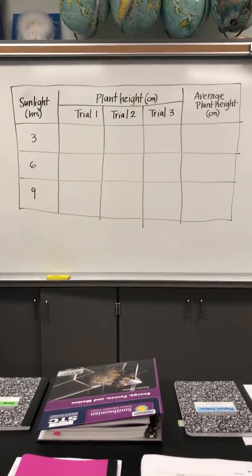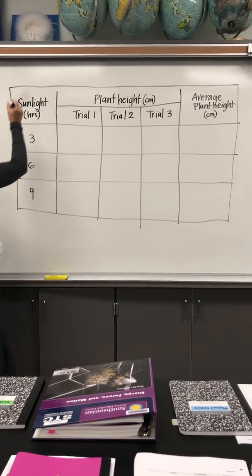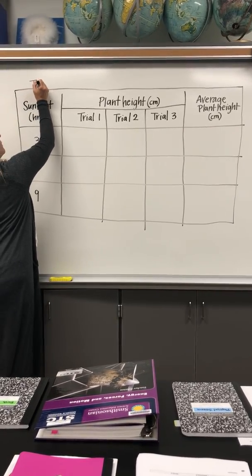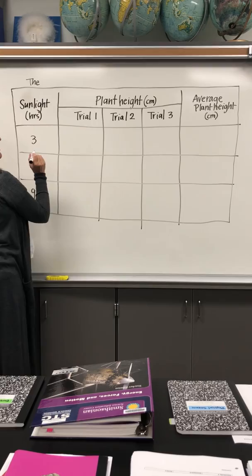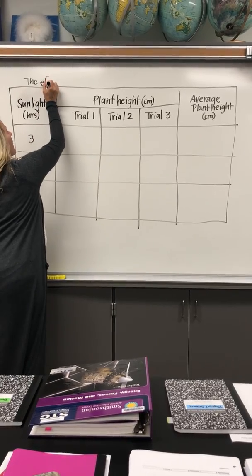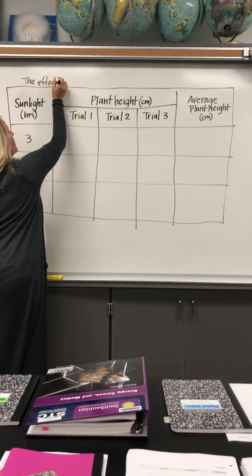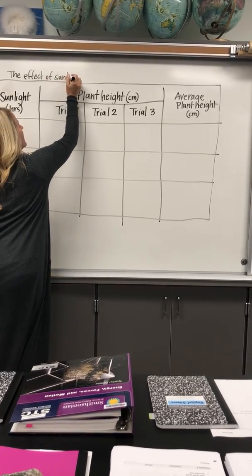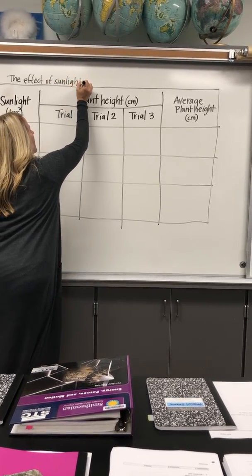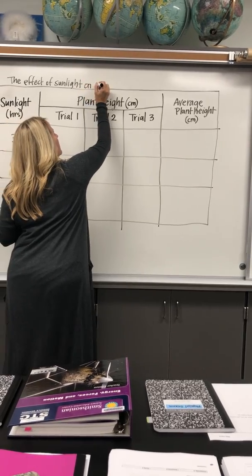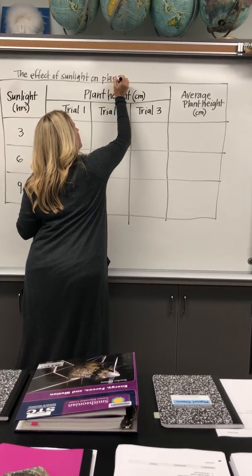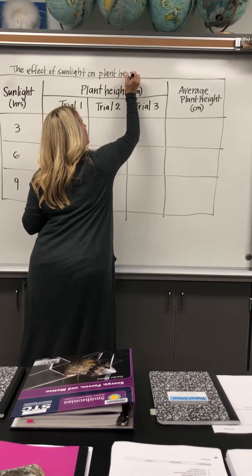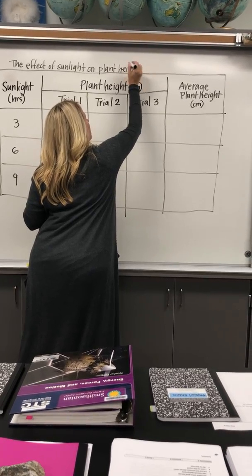Don't forget, for a data table, you need to have a title. And the format is the effect of the IV on the DV. So it would be the effect, with an E, it's a noun, of sunlight on plant height. That's it.